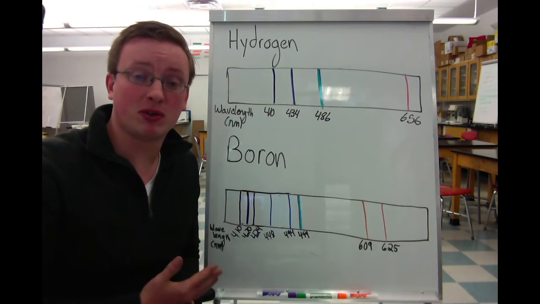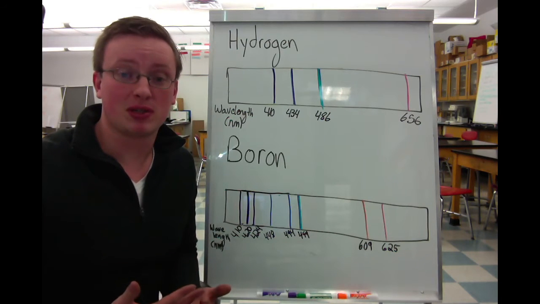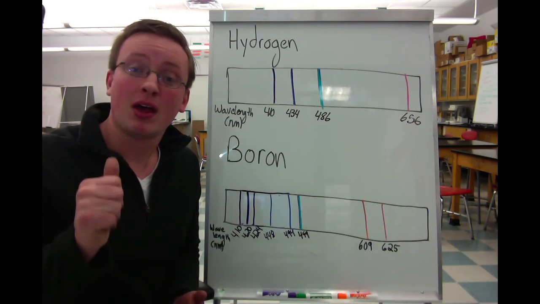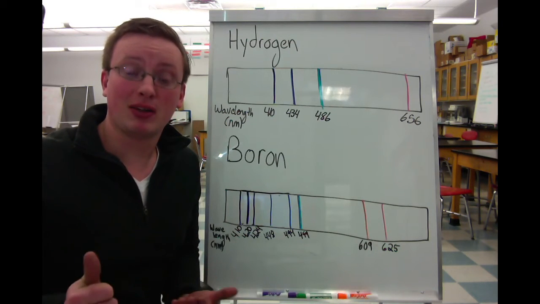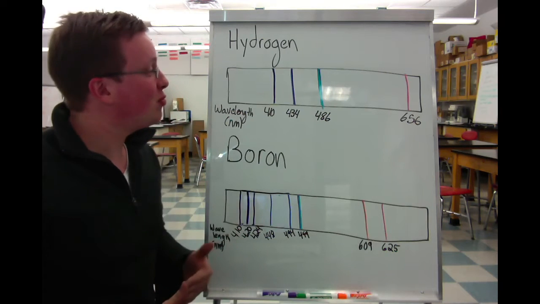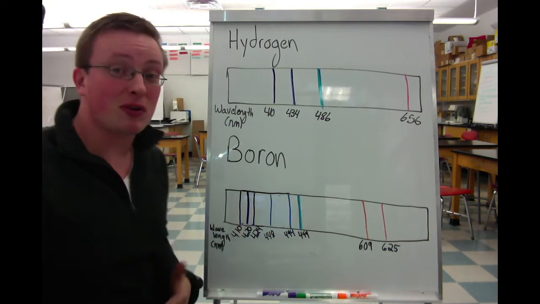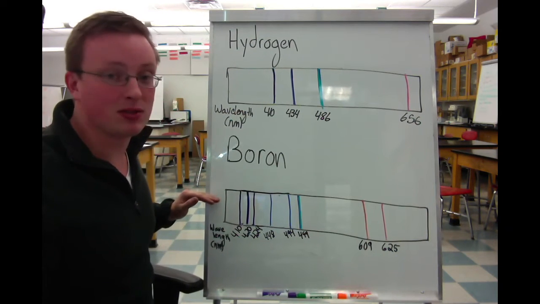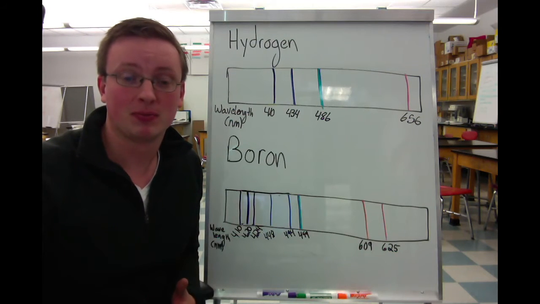This can be useful in identifying elements in an unknown substance. You can think of it like your fingerprint. Everybody's fingerprint is different than everyone else's. In the same way, spectral lines for an element are different than every other element's spectral lines. This can be used to identify the element.